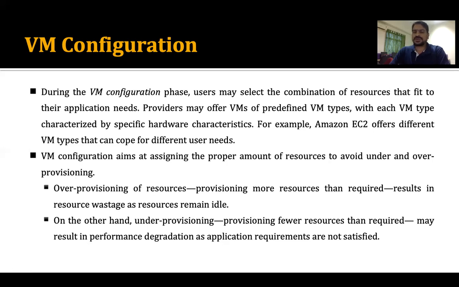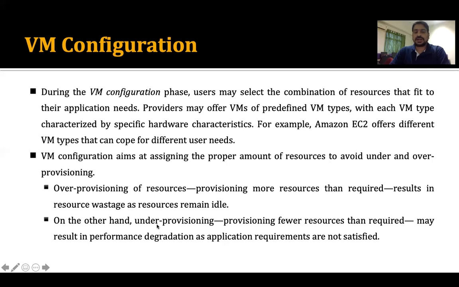So what is over provision and what is under provision? Over provision of resources means providing more resources than required. It will result in resource wastage and resources remaining idle. So definitely, if a user requires only 2 GB of memory and you are giving them 6 GB of memory, then 4 GB, if the user is not using it, is underutilized.